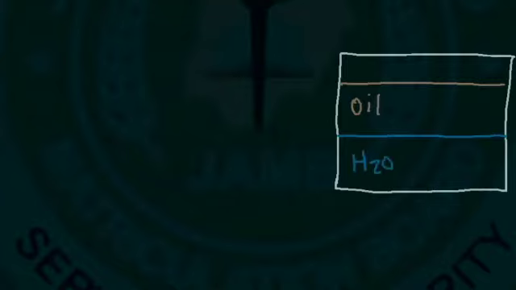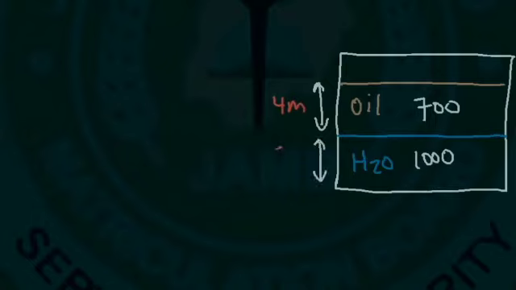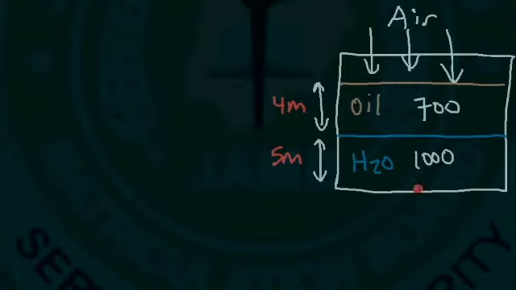The density of the water, we know it to be 1,000 kilograms per cubic meter, and let's say the density of the oil above it is 700 kilograms per cubic meter. And let's say that the height of the oil is about 4 meters, and the height of the water is about 5 meters. And let's not forget that we have the weight of the atmosphere, basically the weight of all the air molecules above this fluid pressing down on it, exerting its own pressure. So what is the pressure at the bottom of this container?